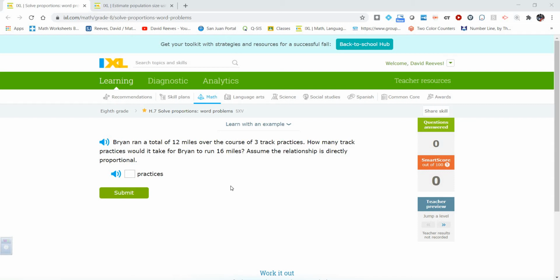All right, so here we go. It says Brian ran a total of 12 miles over the course of 3 track practices. How many track practices would it take for Brian to run 16 miles?